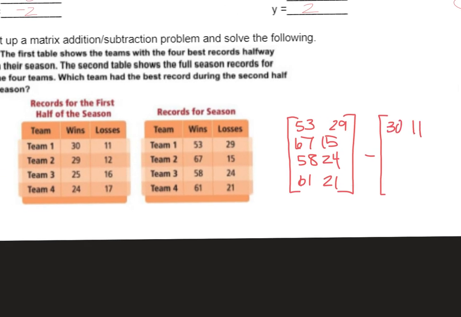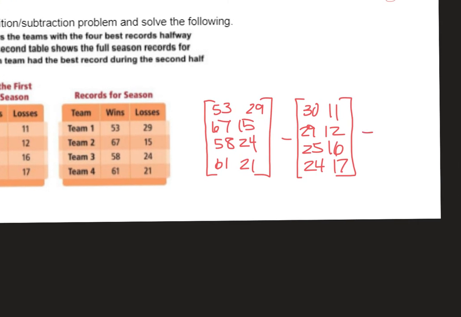30 wins and 11 losses, 29 wins and 12, 25 and 16, 24 and 17. And I'll just call this, hey, let's say it equals x, and x will be whatever the second half of the season was. So we'll go ahead and subtract, 53, I need a little bit of room down here. 53 minus 30 is 23, 29 minus 11 is 18. So it looks like Team 1 had 23 wins and 18 losses in the second half of the season.